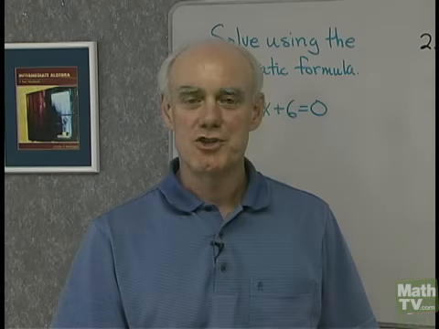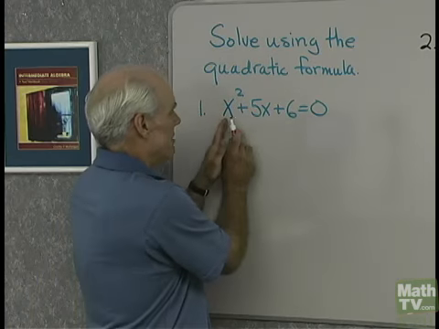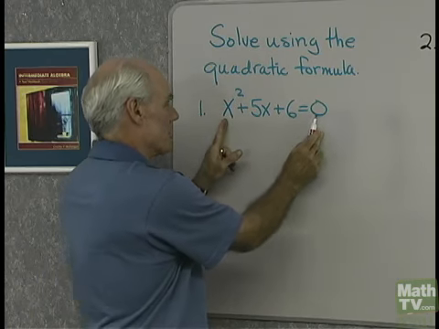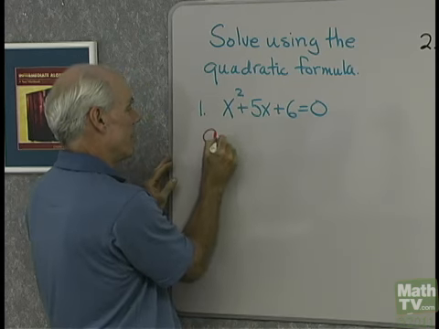some quadratic equations using the quadratic formula. Let's look at our first problem. We have x squared plus 5x plus 6 is equal to 0. Okay, I want to use the quadratic formula to solve this, so I first identify a, b, and c.